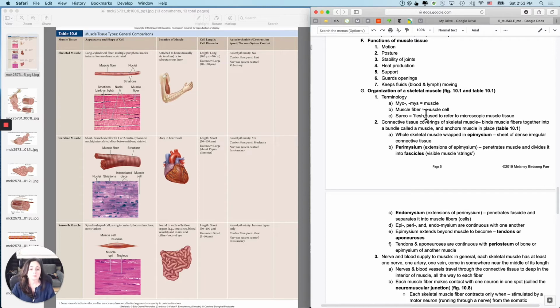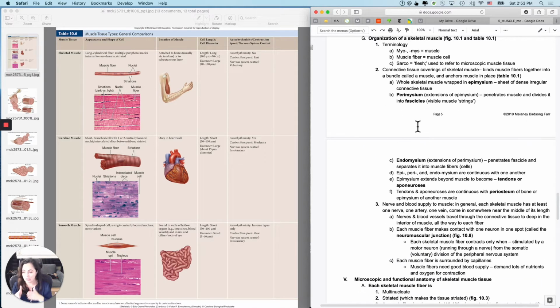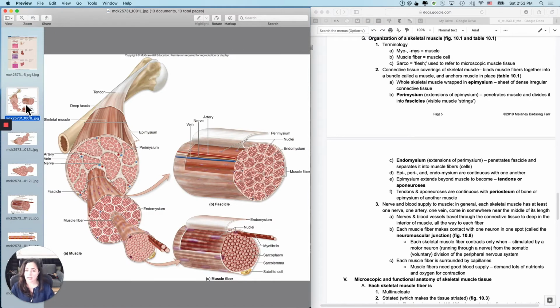Okay, so let's start getting into the organization of a skeletal muscle as we move in. There are a bunch of figures in your textbook for this. And so what I want to do is look at a skeletal muscle. I can't tell what that's meant to be. Maybe one of the biceps heads.